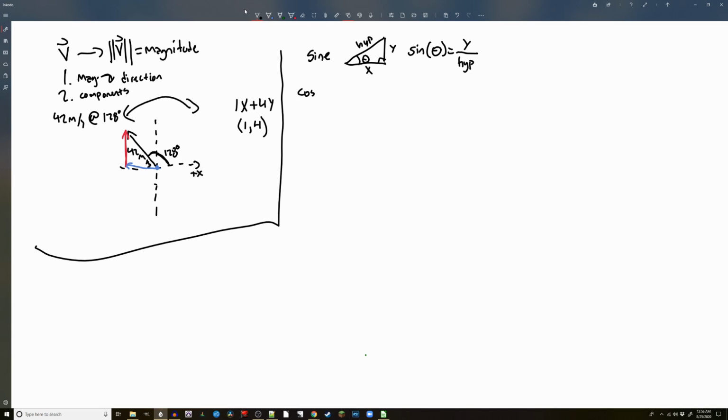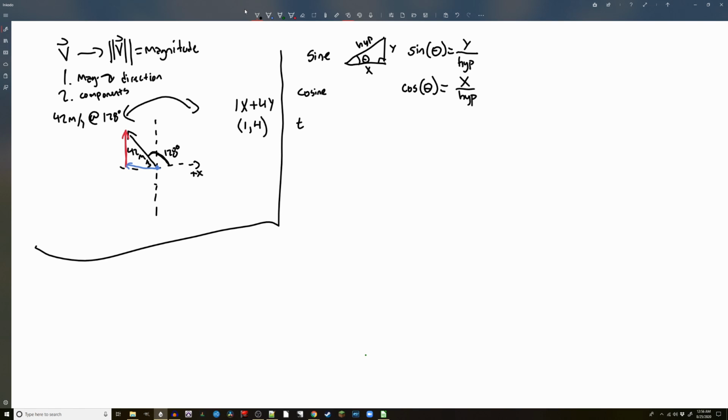Cosine of theta is pretty similar, only it's the adjacent leg of the triangle. In this case, the one that's touching it that's not the hypotenuse. In this case, it's x divided by the length of the hypotenuse.